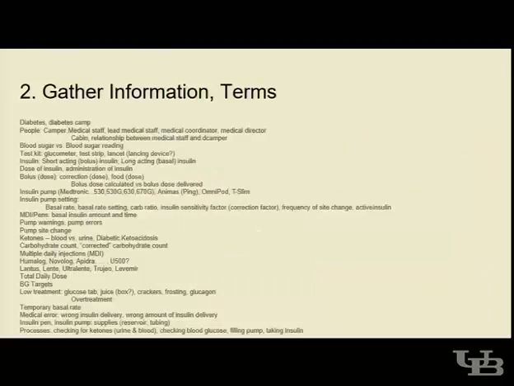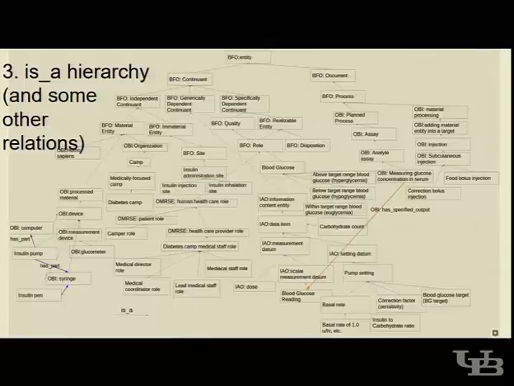So the next step is to gather terms and information. Don't try and read all of these. Suffice it to say, these are a lot of terms that I've gathered as a domain expert, along with other domain experts, about things that need to be captured in my ontology. Specifically, here they all are laid out in a hierarchy with a few extra relations highlighted because I didn't want to put those on any extra slides.